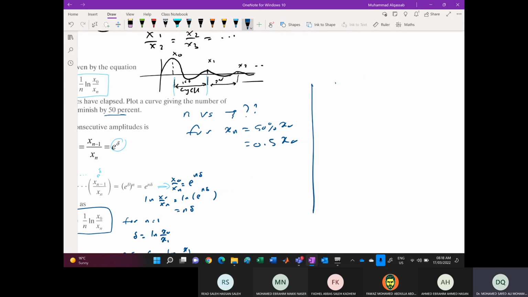Okay, so we have that delta equals 1 over n ln x0 over xn. We will use the equation we proved. This is 1 over n ln x0 over xn, where x0 is x0 and xn is 0.5 x0. That is given, to reduce to 50% or by 50%. So x0 and x0 cancel out. We get ln of 2, because ln of 1 over 0.5 is ln 2.